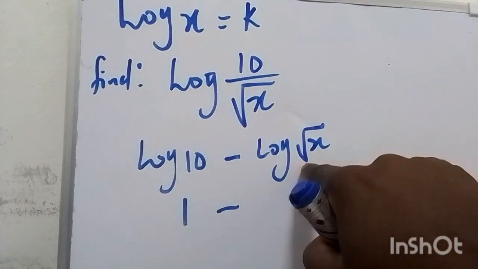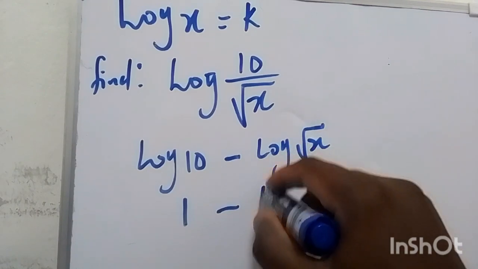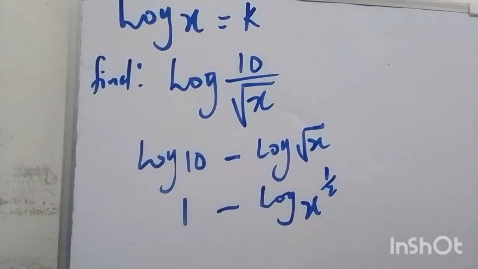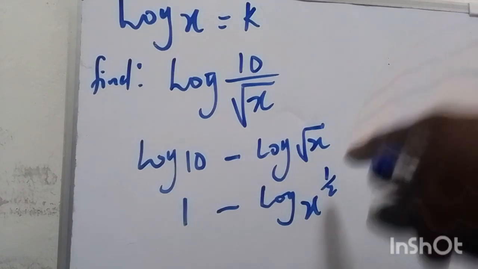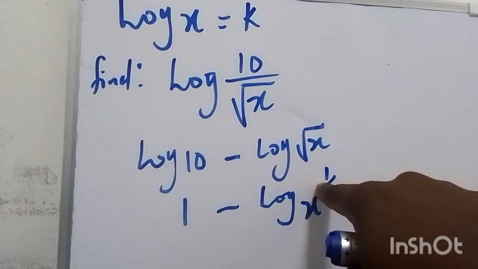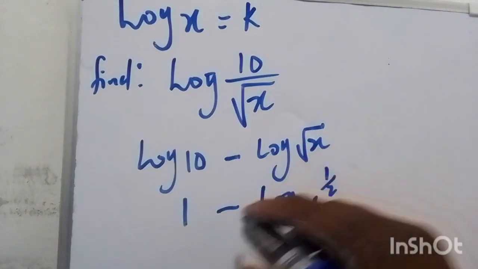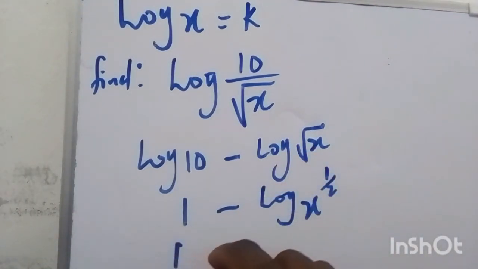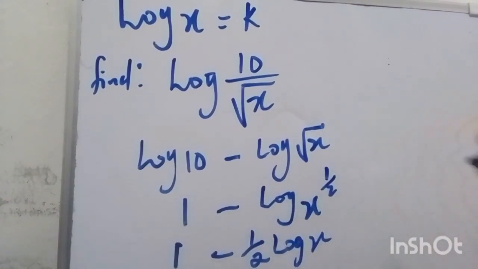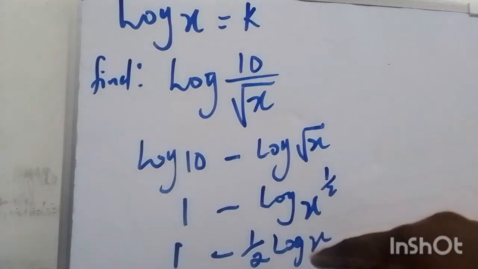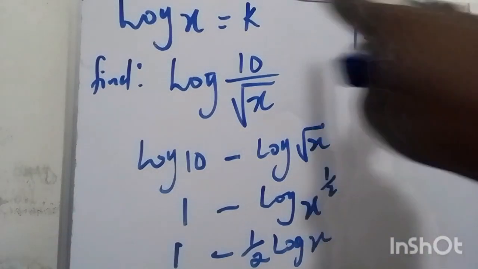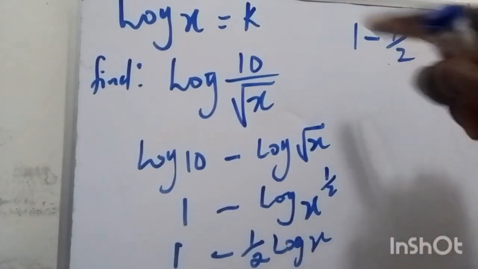Minus, we need to change this square root to something like this, x power 1 over 2. You can see that? So bring this 1 over 2, apply the first rule that I showed you before, move it to the back, and it gives us 1 minus 1 over 2 log x. So we have now 1 minus 1 over 2. What is our log x? Log x is k.